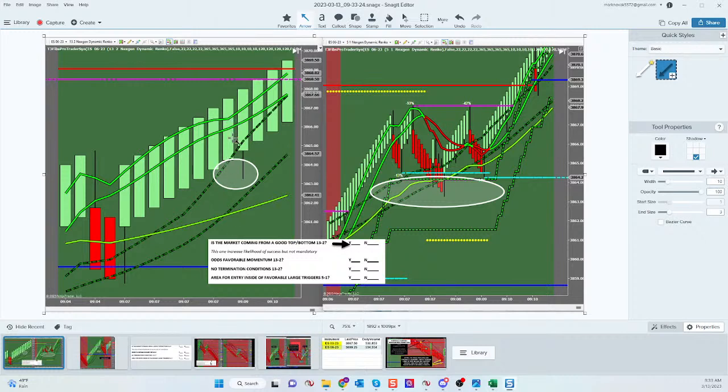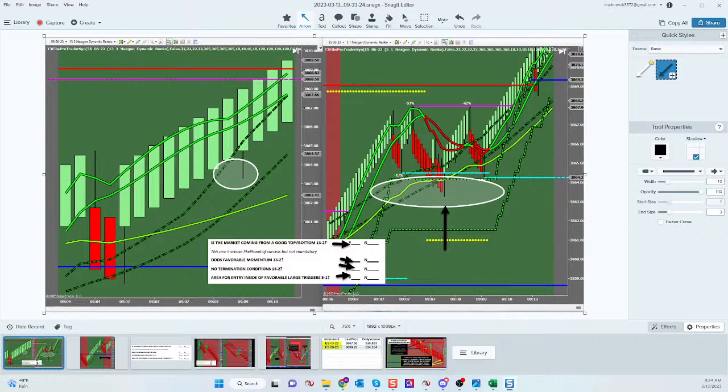Guys, help me out with this. Did I have odds favorable momentum on the 13.2? Were my small above the large? Were they wide? Were they angled in the direction of the trend? Absolutely. Did I have no termination conditions present? Price had not reached this key area yet. All of my trigger lines are good. No termination condition. And then do you see how I had an area for entry inside of favorable large triggers? Guys, I can check yes on this checklist.